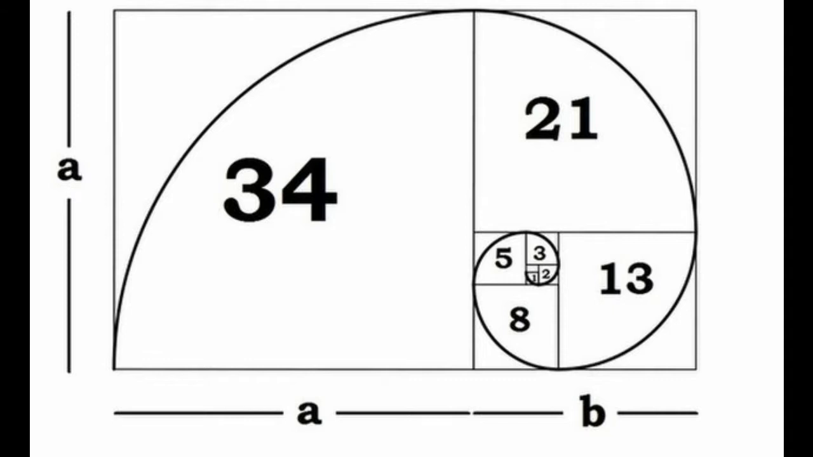These numbers of the golden ratio go to infinity, as does pi. However, it is usually rounded to 1.618.